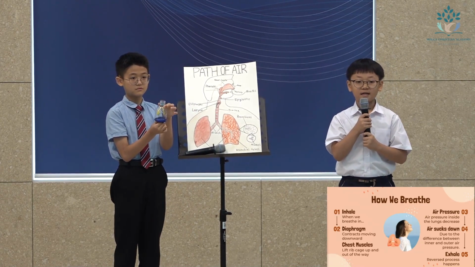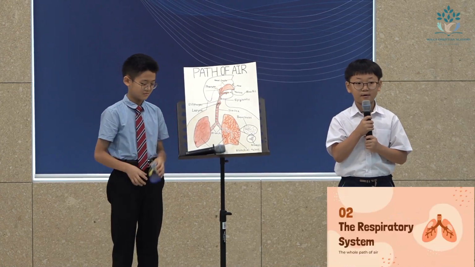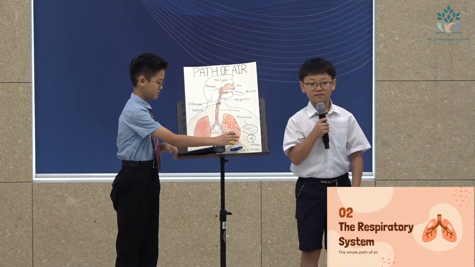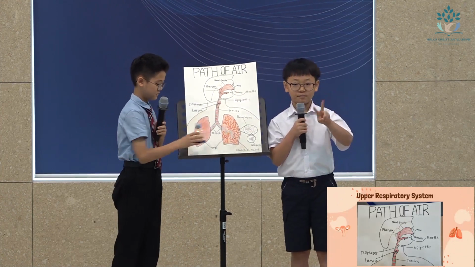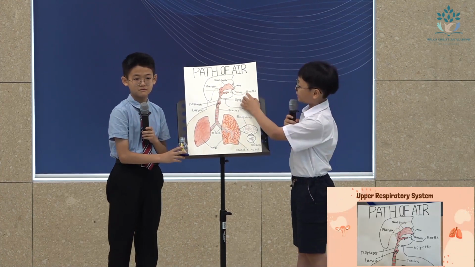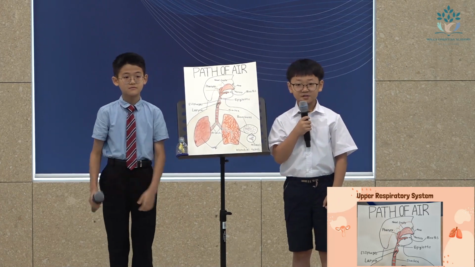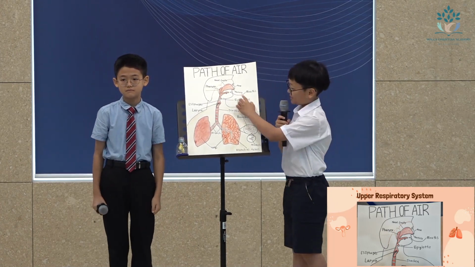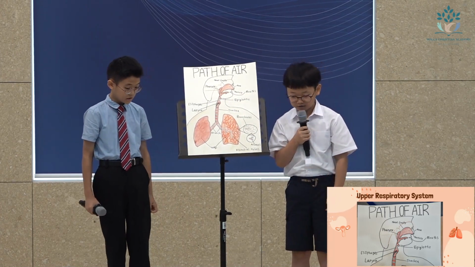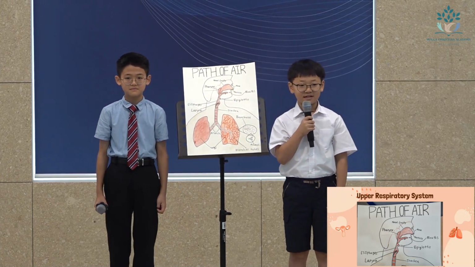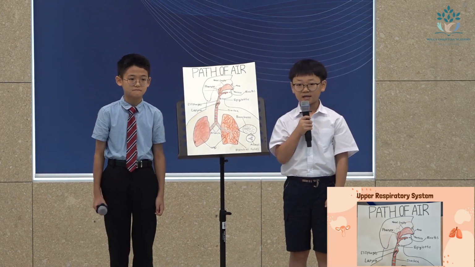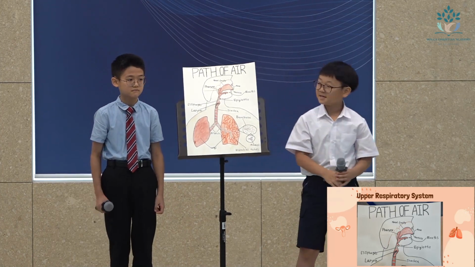Now, we will tell you about the respiratory system of our bodies. Most of the air you breathe in comes through your nose. Your nose has two openings separated by a cartilage and a bone wall. These two openings are called nostrils. Air enters your nostrils and then goes into your nasal cavity. The nasal cavity is a large air space located behind your nostrils.